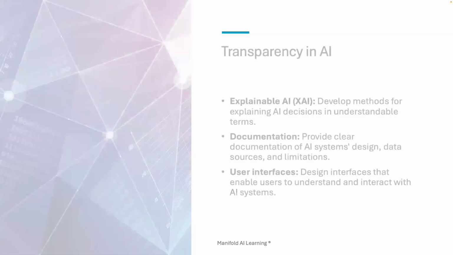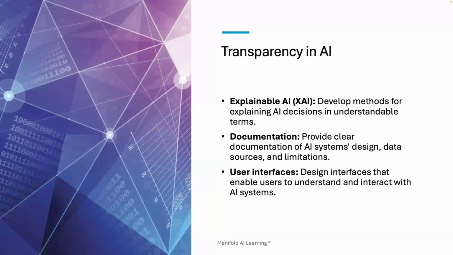Then we have something called transparency. When we talk about transparency, one of the important terms that we will generally come across is XAI, which is also known as explainable AI. It's very important that we develop methods for explaining the AI decision in understandable terms as much as possible, depending on the experimentation that has been conducted. It's very important that we create documentation which describes the system design, the data sources, and the limitations, and how these AI decisions are being made, which will enable transparency in the AI system.